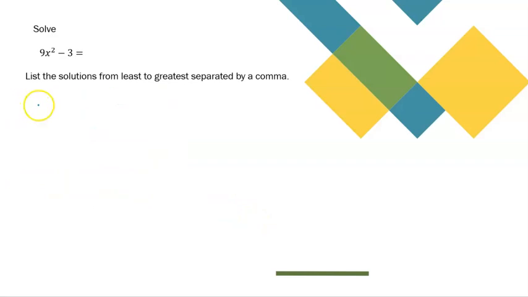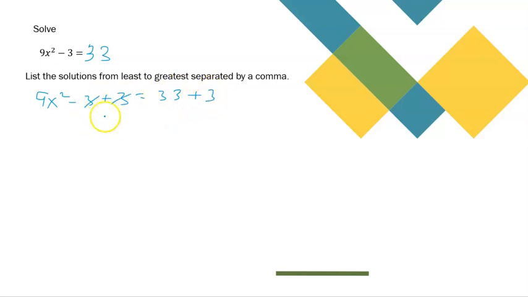Finally, solve 9x squared minus 3 equals, the problem there was not very clear, this is supposed to be equal to 33. So here what we are going to do is add 3 to both sides in order to isolate 9x squared. So you get 9x squared minus 3 plus 3 equals 33 plus 3.